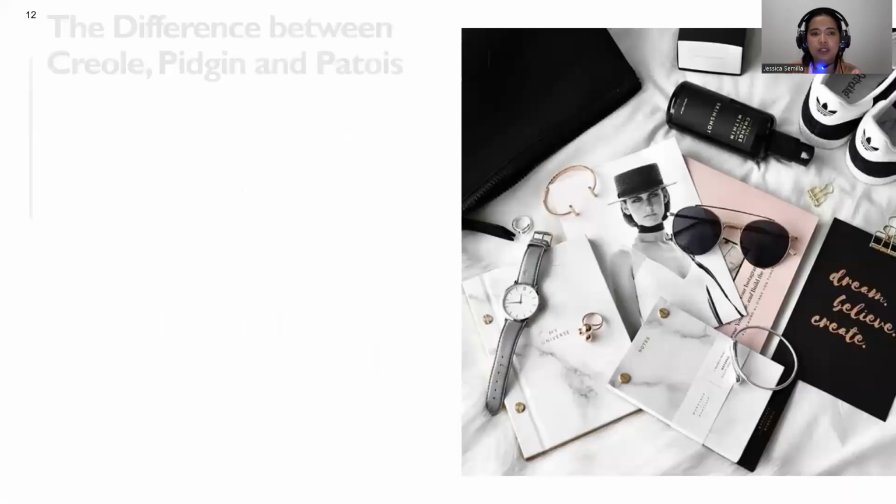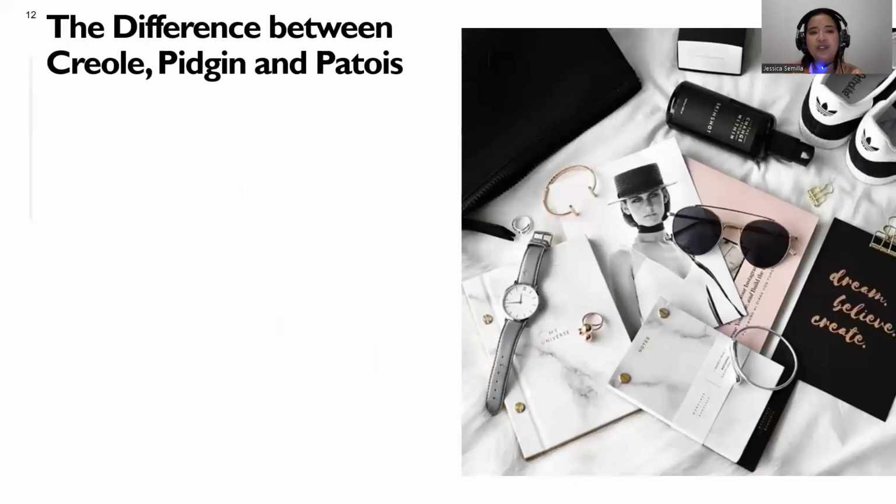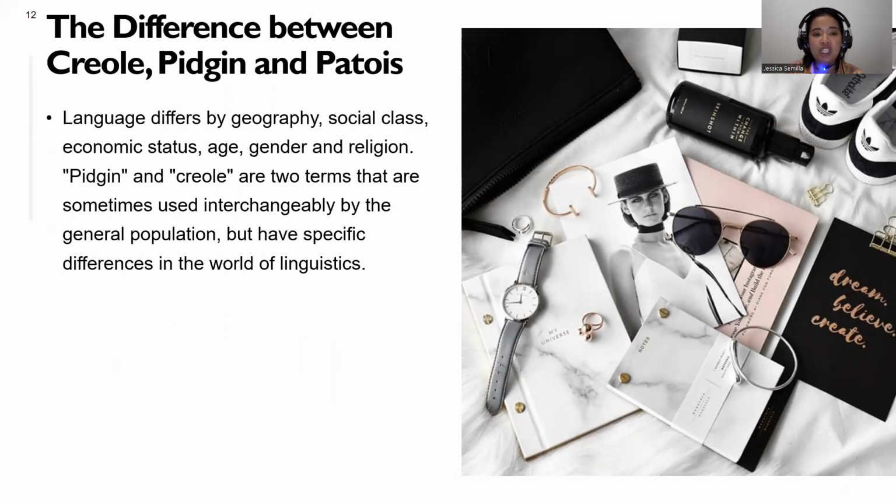Okay, so let's now move on. We have different varieties of language, for example the Creole, the Pidgin, and the Patois. The Pidgin and the Creole are two terms sometimes used interchangeably by the general population, but they have specific differences in the world of linguistics.